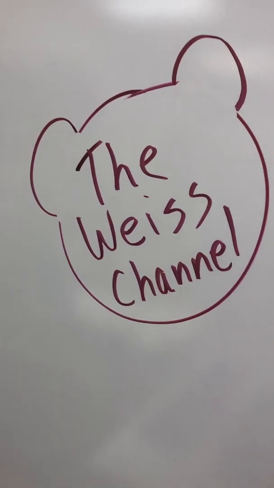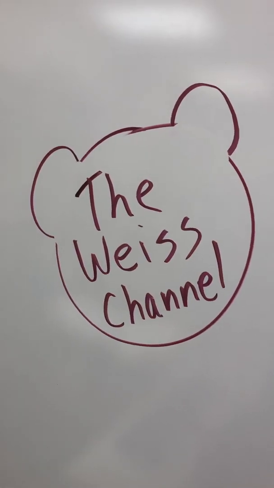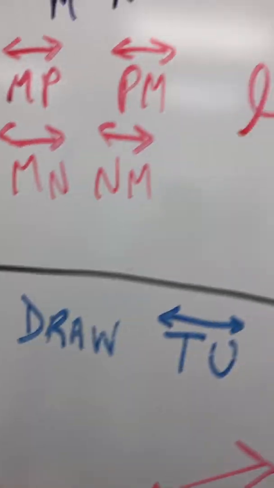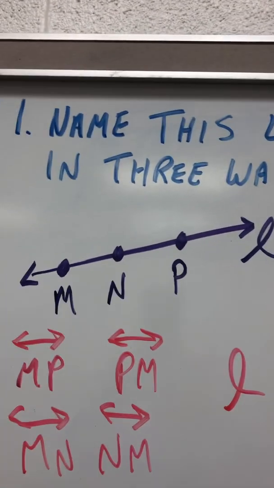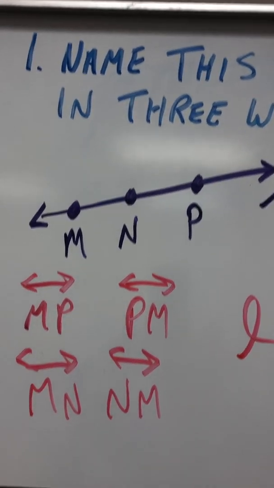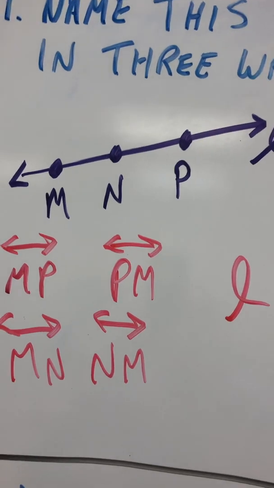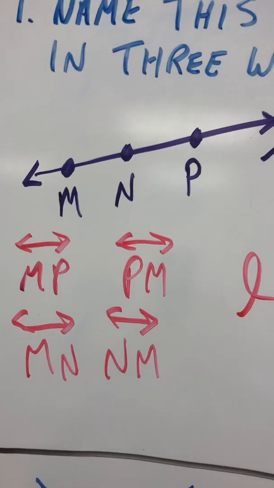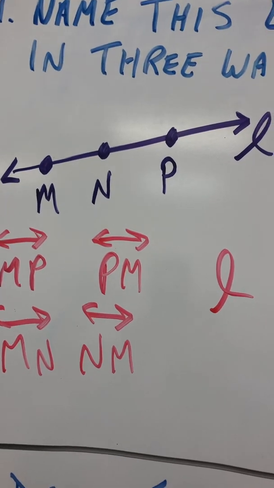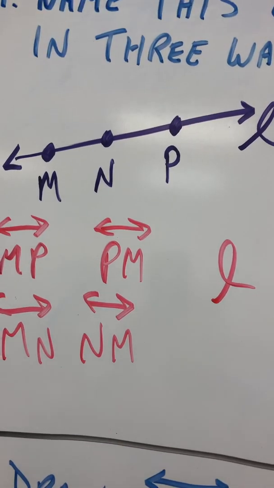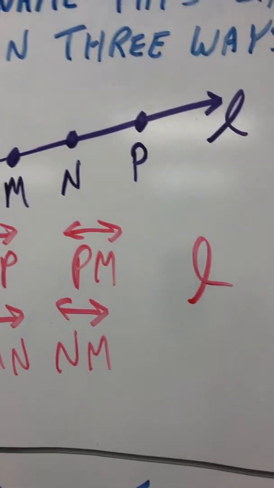Today we're going to talk about an introduction to geometry, some basic terms here. We're going to name this line in three ways. This is line, the purple line there is line MP or PM, or line MN or line NM. Or line L. You can use a script letter.